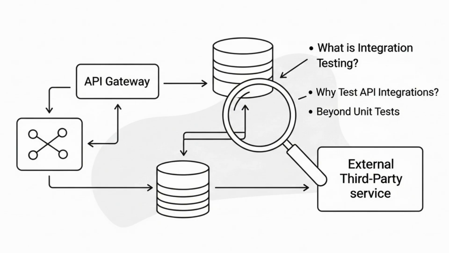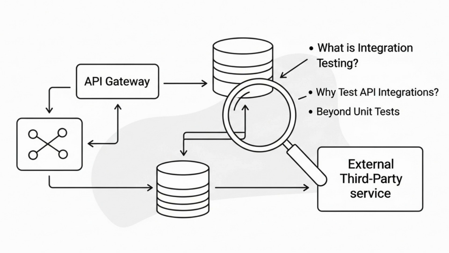Think of your API as a central hub, interacting with databases, external services, and even other microservices. Integration tests ensure these connections work smoothly. They validate that different components of your system, when combined, function correctly as a unit. Without them, you might find that while each part works perfectly on its own, they fail spectacularly when put together. It's about verifying the interactions and the data flow between them. So while unit tests are essential, integration tests give you a higher level of confidence in your API's overall behavior.